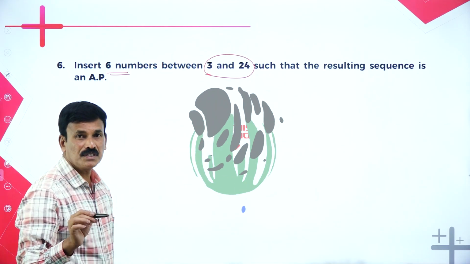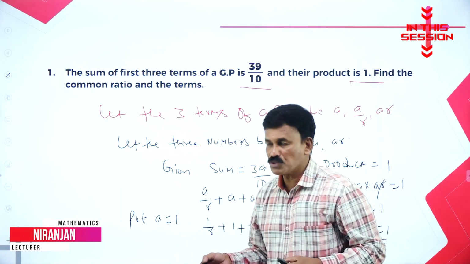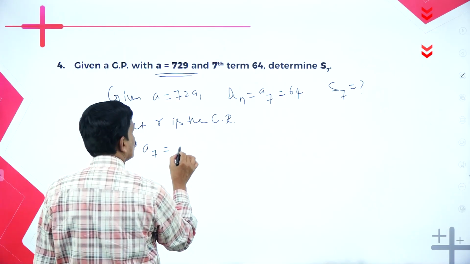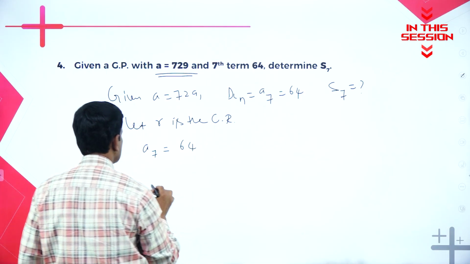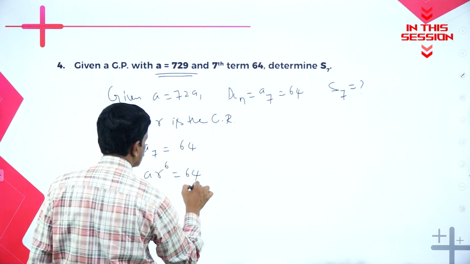Insert 6 numbers between 3 and 24 such that the resulting sequence is an arithmetic progression. So let the three terms of a geometrical progression, or put it in order, be A by R, A and AR. The seventh term is equal to 64, means the seventh term AR to the power of 6 is equal to 64.